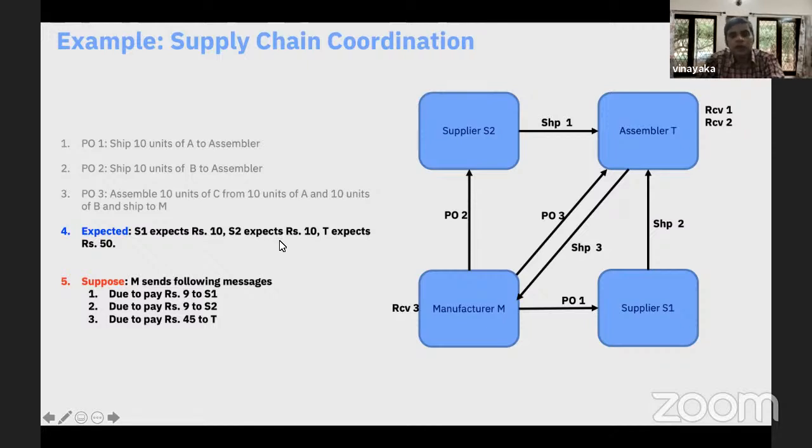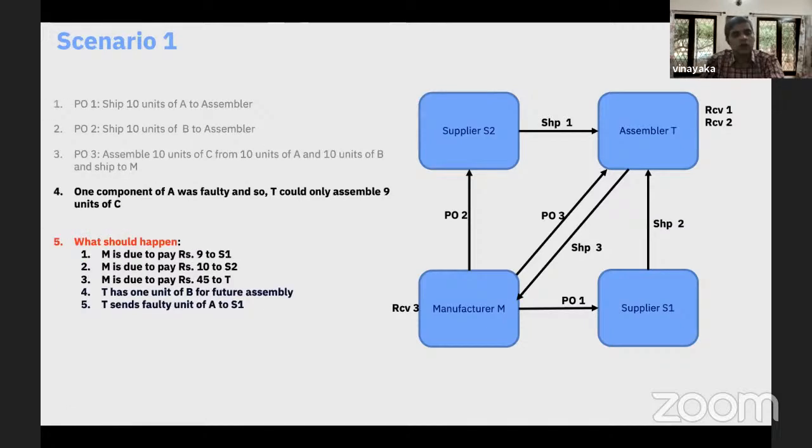Now, as it happens in business, in traditional business settings, it is quite possible that M sends the following set of messages at the end of this transaction. M says that I have to pay 9 rupees to S1, 9 rupees to S2, and 45 rupees to T. So this is what M says, and now everybody is confused.